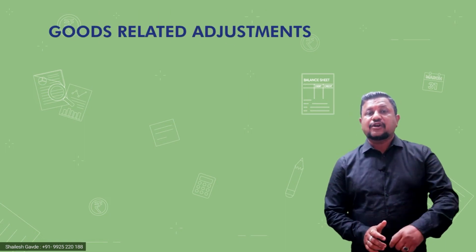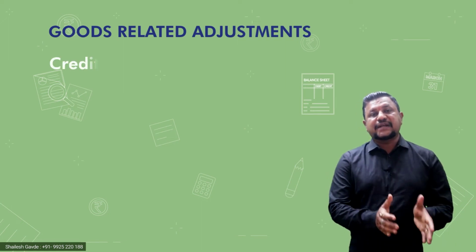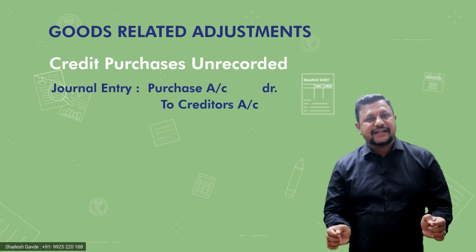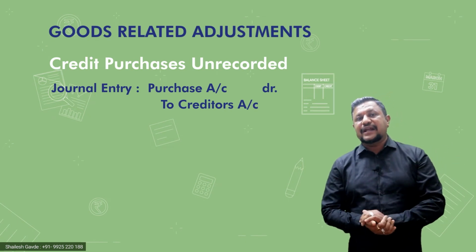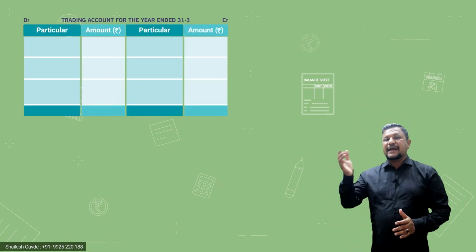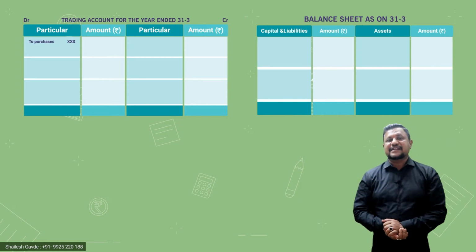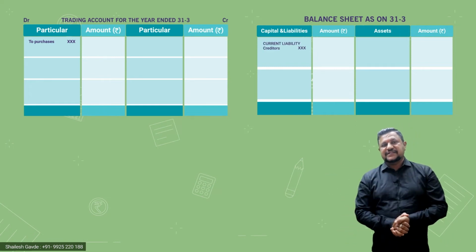Well, now we'll go to the next group of adjustments which are on goods. The first adjustment in this group is credit purchases unrecorded. Well, if we think of the journal entry of credit purchase of goods, the journal entry is purchase account debit to creditors. Now if we see the effects of this adjustment, we'll take trading account, we'll take balance sheet. In trading account, to purchases we record on debit side, and in balance sheet, creditors we record in current liabilities.